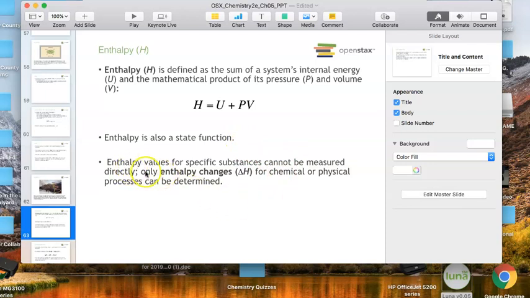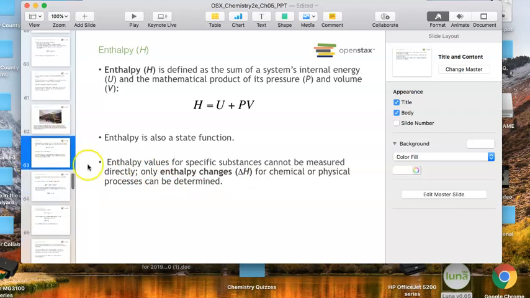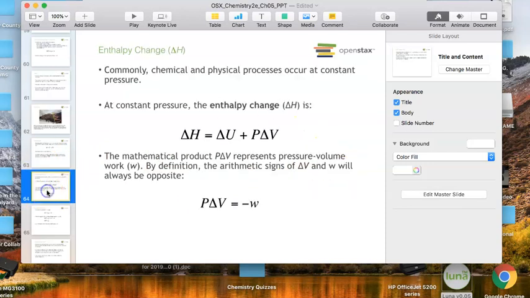Okay. So enthalpy values for specific substances cannot be measured directly. Only enthalpy changes for a chemical or physical process can be determined. So again, when you're taking differences, the path and how you got to that point is irrelevant, because we're just looking at the change in the enthalpy before and after the reaction occurred, not during the reaction. All right, or physical change, whatever your case may be.